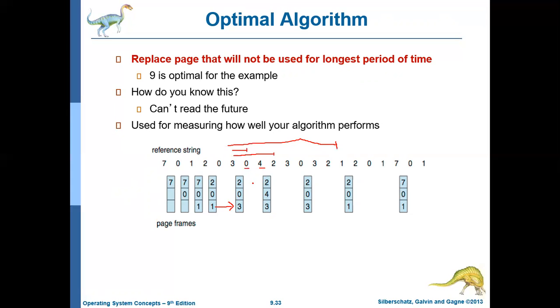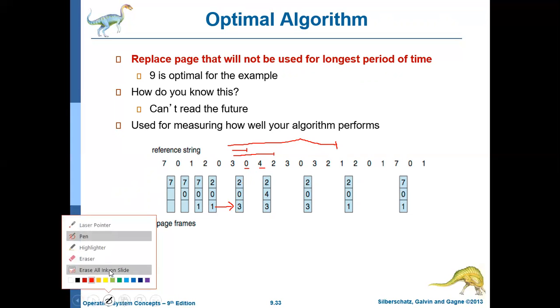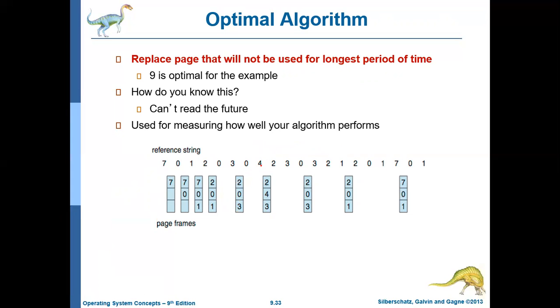Next is 4. 4 is not in the memory, so page 4 should replace which page? Out of 2, 0 and 3, which page should it replace? 2, we are going to require immediately next, and we are not going to use 0 until this time. Okay. And we are not going to use 3 until this time. So the one which will not be used for the longest duration is 3.